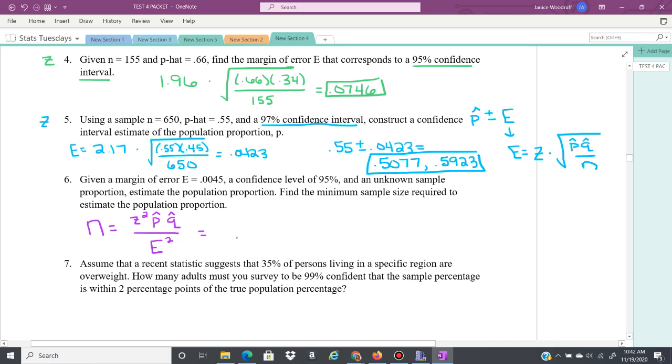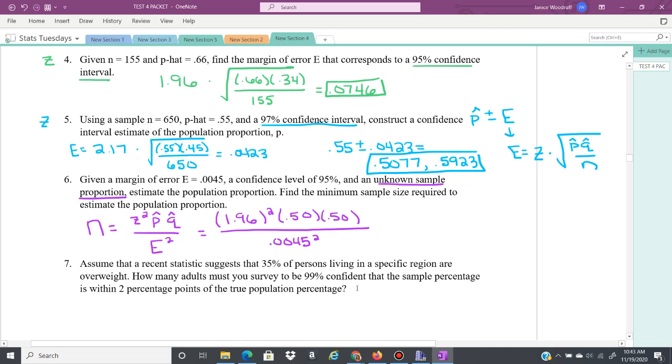So here is what we know. We know that we have a 95% confidence interval, which is a z value of 1.96. So you have 1.96 squared. We have an unknown sample proportion. When your sample proportion is unknown, you're going to use 50%. So this is going to be a 0.50 for p and a 0.50 for q. And then our margin of error is 0.0045.